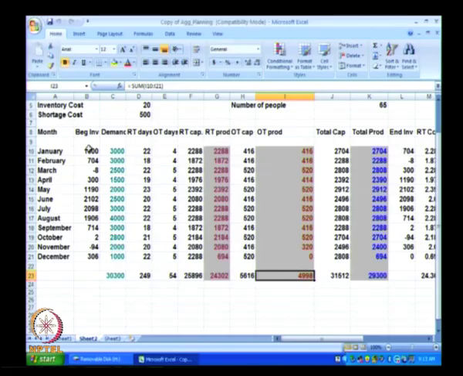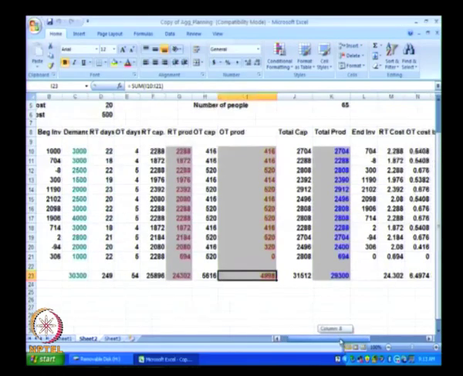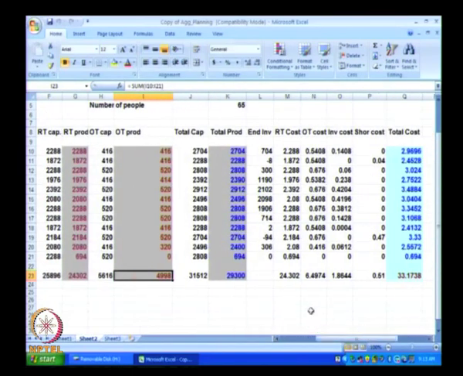So if we write 2704 here, which means we decide to produce 2704, the ending inventory will be the beginning inventory of 1000, which is assumed to be there, plus production, which is 2704, less demand, which is 3000, so it becomes 704. Now we also calculate the costs associated with producing 2704, out of which 2288 are produced using regular time and 416 through overtime.